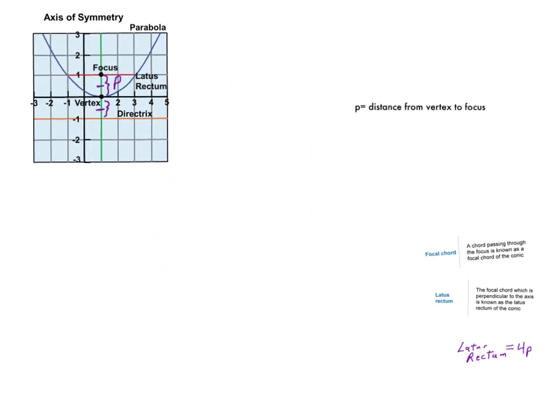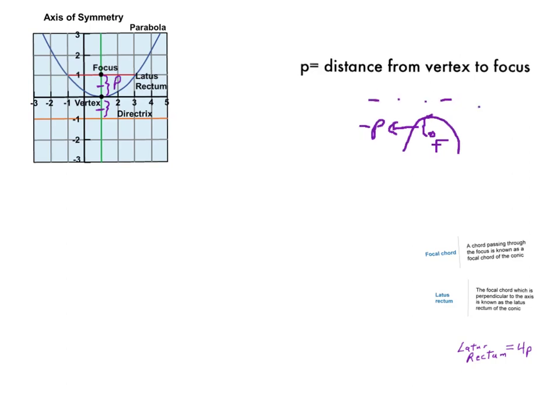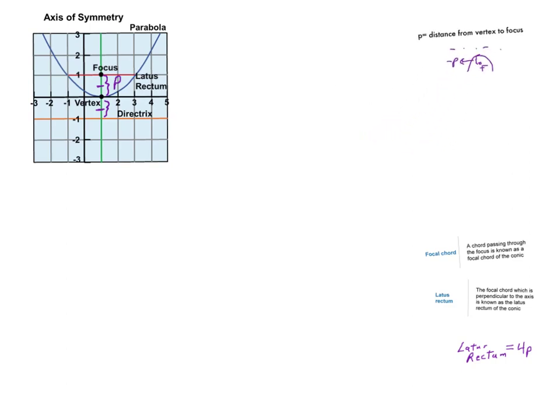This is important. When we refer to P with the parabola, that is the distance from the vertex to the focus. If we had the opposite type of parabola facing that way, and our directrix was here and our focus was right there, then because I'm going from the vertex to the focus downward in a negative direction, that would have a value of negative P. Back to here.